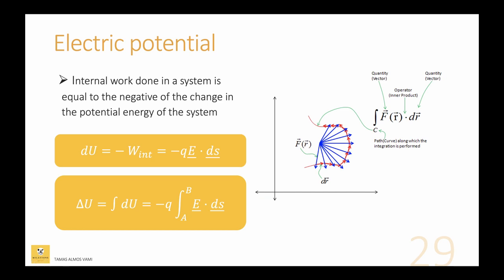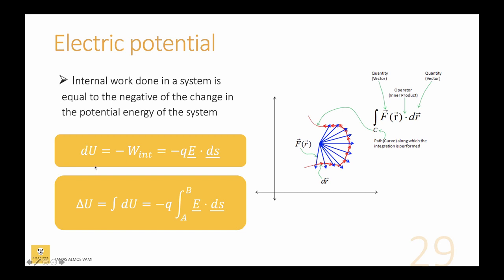So we will be discussing that the internal work done in the system is equal to the negative of the change in the potential energy of the system. So a little potential energy change in the system is going to be the same as the work, just with the opposite sign. So we will be doing minus q times electric field times the displacement.